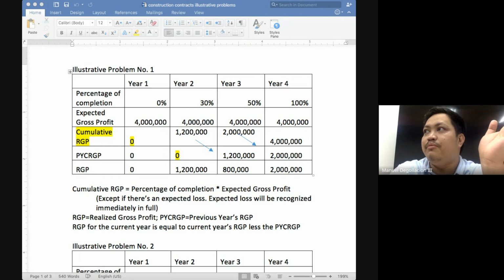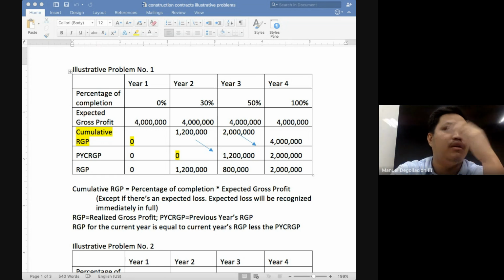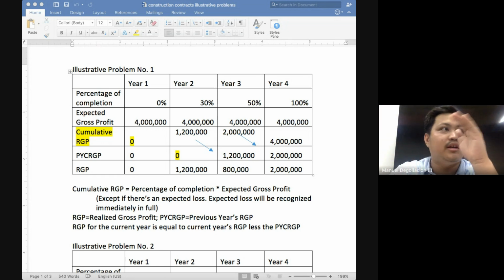So your concern would be how much you are going to report as profit for the first year of the project, second year, third year, and so on and so forth. So basically, you would have a profit from the contract, class. The issue now is when do you recognize that profit? Do you recognize it at the start? Do you recognize it at the end? Or do you recognize it throughout the duration of the construction project?